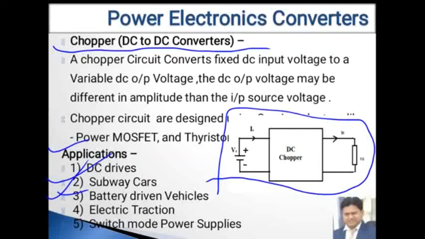So choppers are used for battery driven vehicles. And the next application is electric traction. That means choppers are used in locomotives or trains for the working of the traction. And the next application of chopper is the switch mode power supply, in short form known as SMPS. So chopper is also used in our laptops and computers.